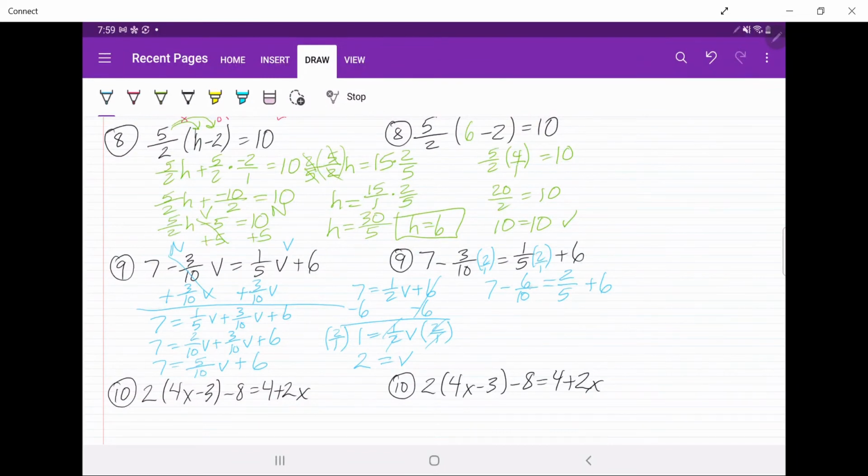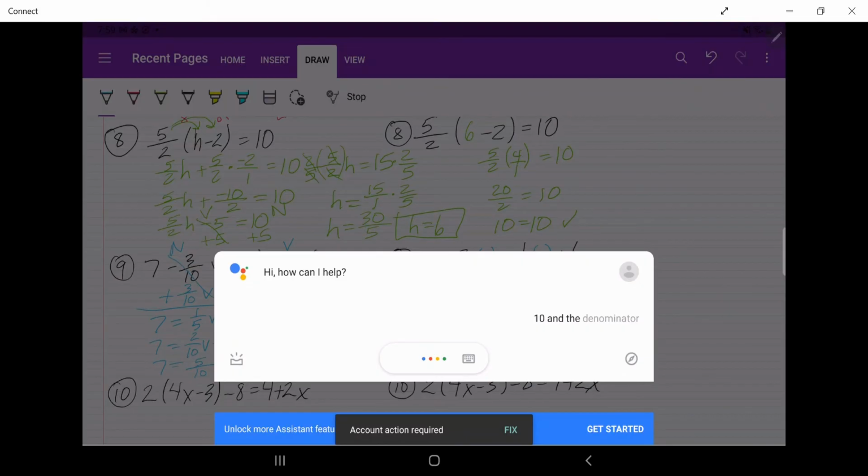7 minus 6 tenths. So we need to have common denominators. In this case, it will be 10. So 7 can be written as 70 over 10 minus 6 over 10. And 2/5 and plus 6, we need to have a common denominator. We'll try to make it 10 also in this case. So another way to write 2/5 is 4 over 10, because you can multiply the numerator and denominator by 2. And then 6 can be written as 60 over 10, because you can multiply 6 by 10 and the denominator 1 by 10.